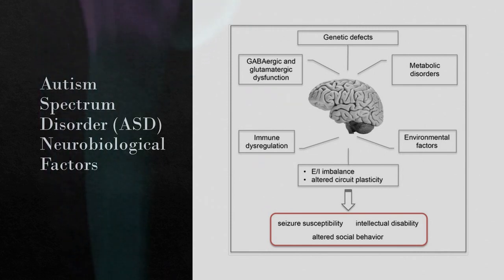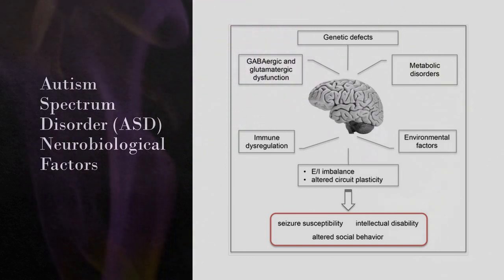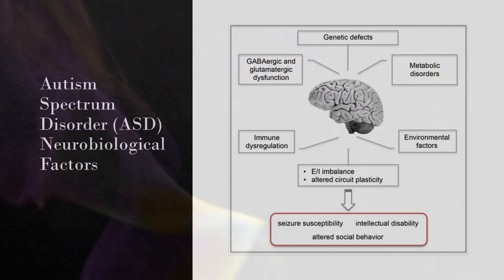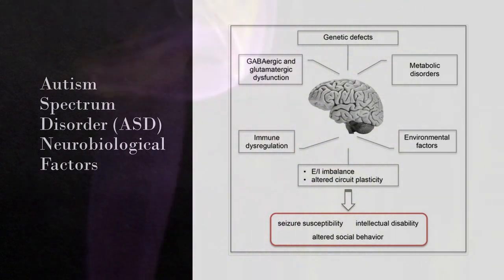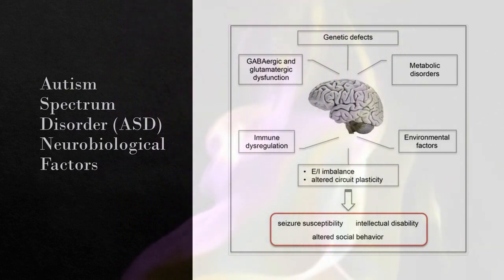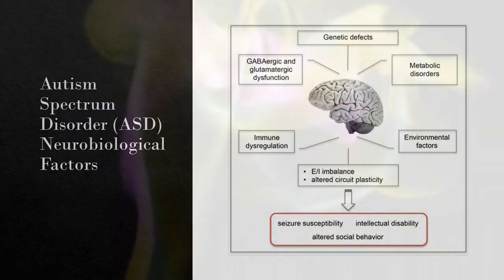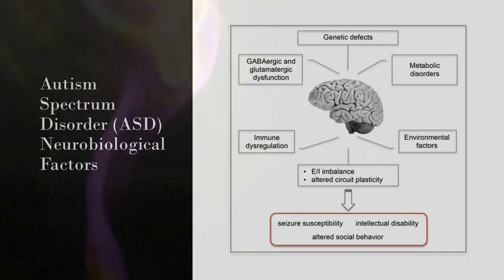And there has been some emerging research that I think is quite interesting that suggests there's an involvement of the immune system, that there are abnormal immune responses and inflammation during prenatal and early postnatal development that may influence brain development and manifest as autism spectrum disorder symptoms, which I think is quite fascinating.